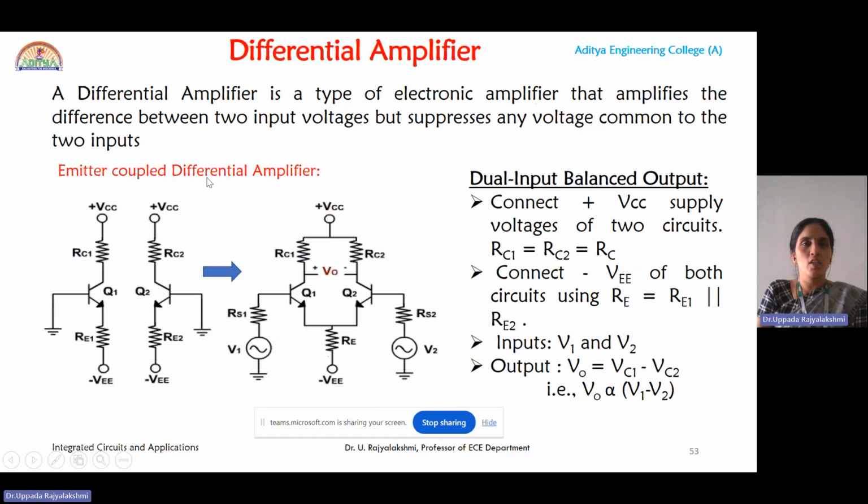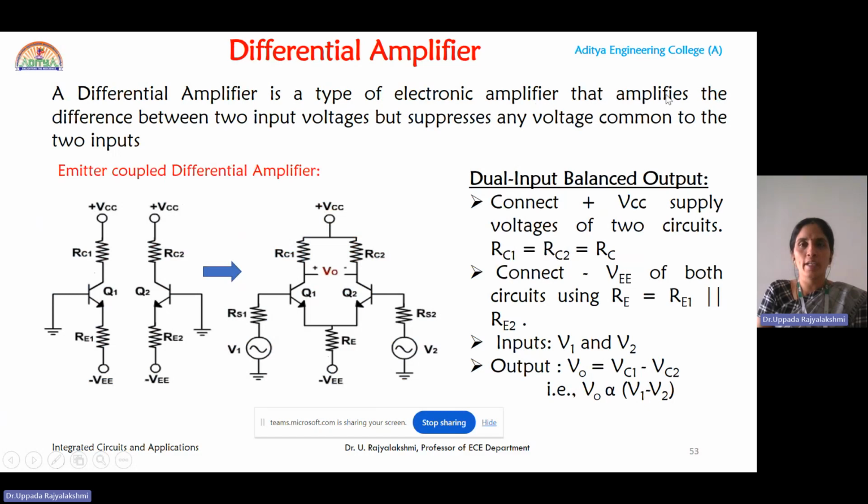So the ultimate thing is that in order to construct a differential amplifier, we will take two CE amplifier configurations, and the two emitter ends are coupled, and the characteristics of the two transistors are similar. That is, RC1 is equal to RC2, and the two DC supplies are also equal, that is VCC, and the negative power supplies are equal in magnitude, that is minus VEE. So here you can see the definition.